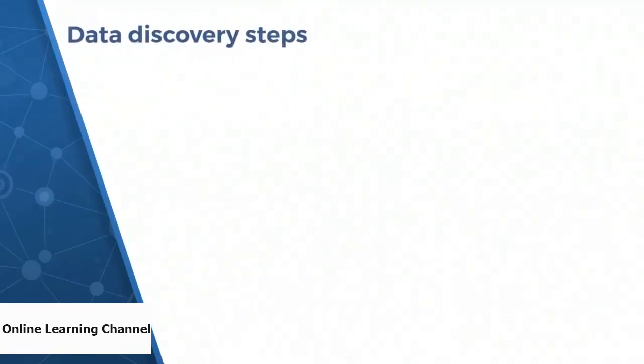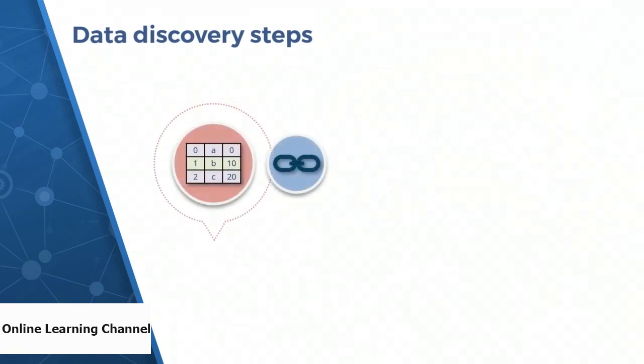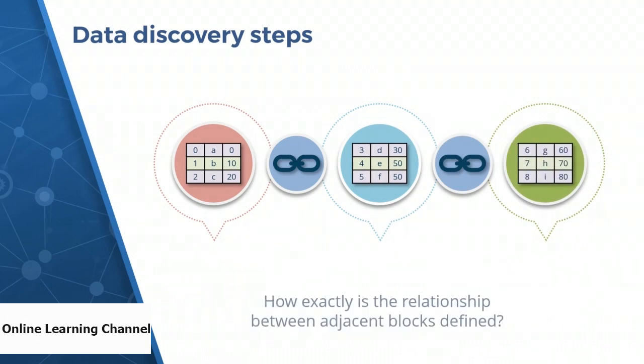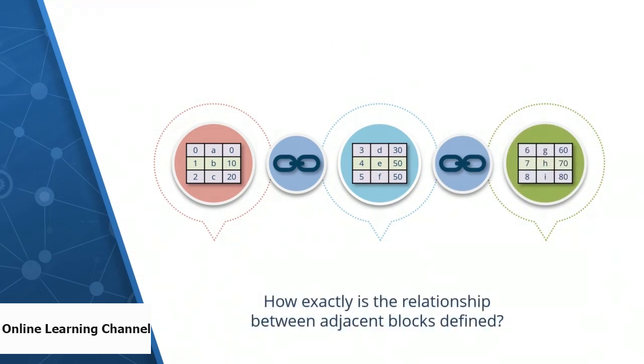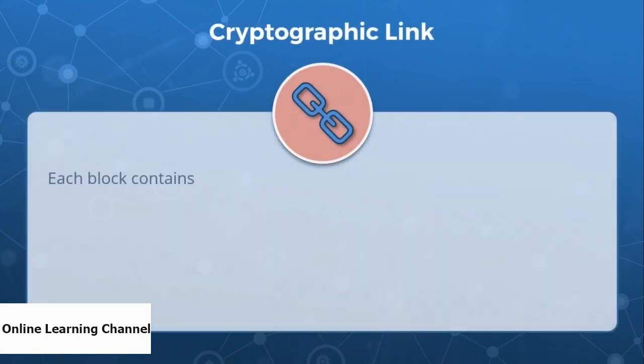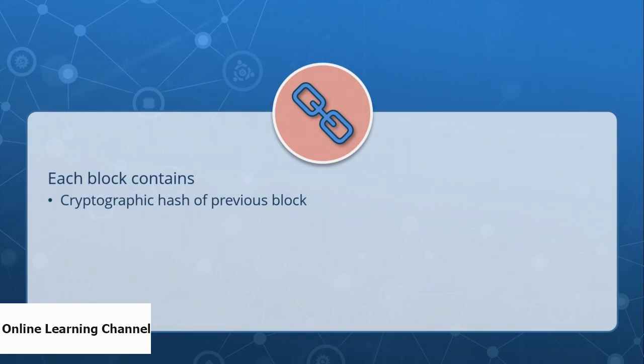So when we have a number of different records which are split across different blocks, and these blocks are chained together, how exactly is the relationship between adjacent blocks defined? Well, each block in the blockchain includes a cryptographic hash of the previous block. The block also includes a timestamp, and of course, it includes the transaction data in the case of Ethereum.